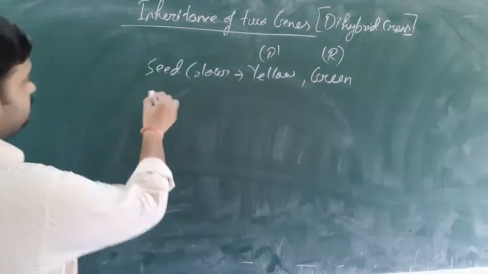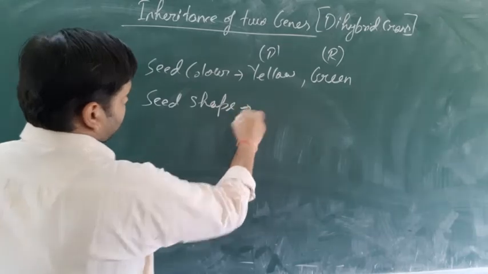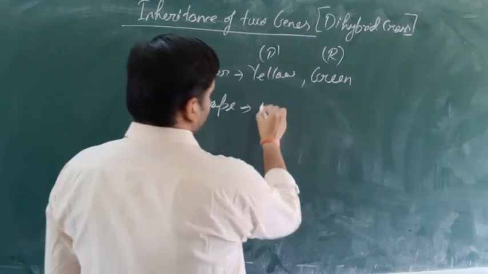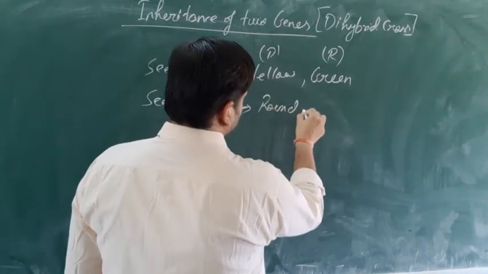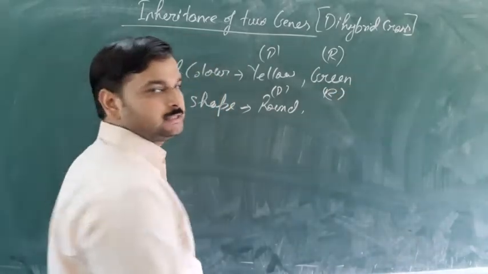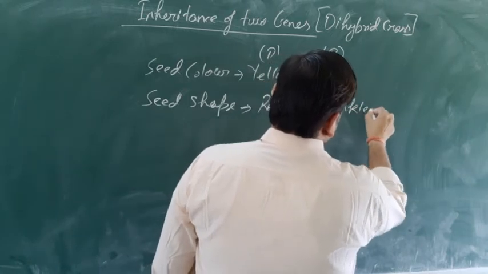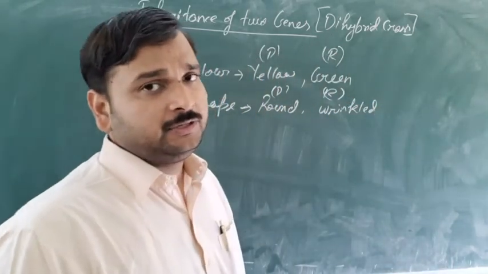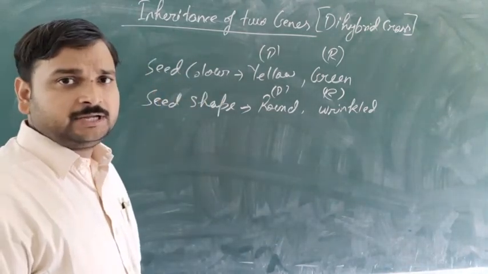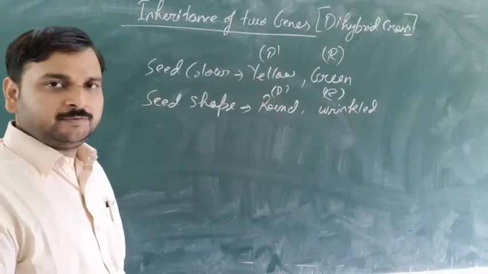Similarly, we studied the seed shape also, and the dominant trait in the seed shape was round, and the recessive trait was wrinkled. Now we have to carry both these characters, seed color as well as seed shape. Then what will be the result? That we will see.